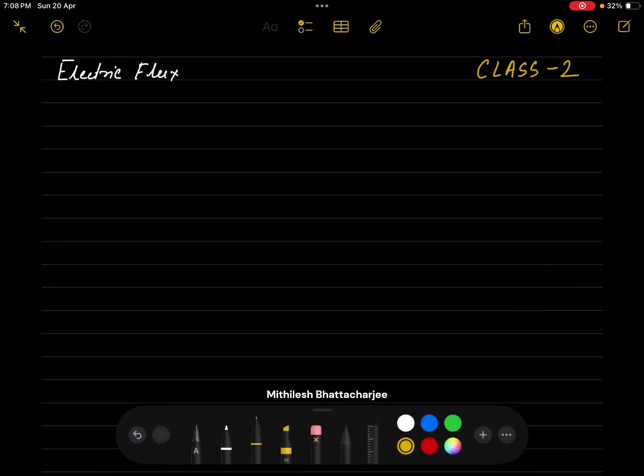Okay, so hello everyone. Today we will discuss electric flux and the theorem which is related to electric flux, the Gauss theorem. Okay. So the first question is: what is electric flux? Electric flux is the total number of electric lines of force crossing the surface in a direction normal to the surface. Means this is the electric field lines.